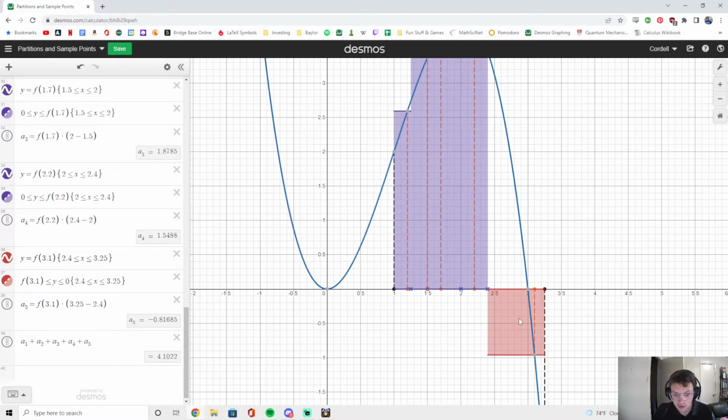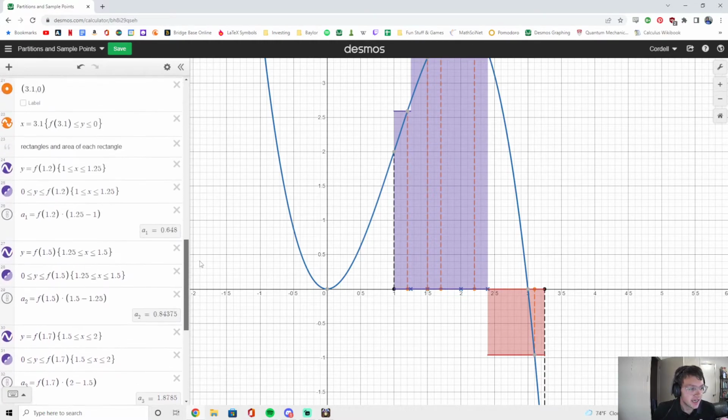Notice this rectangle, I have it a different color. I have it in red instead of purple. And that's because we consider area under the x-axis to be negative. Okay, what we're doing is we're computing the signed area. When I say signed, I just mean it can be positive or negative.